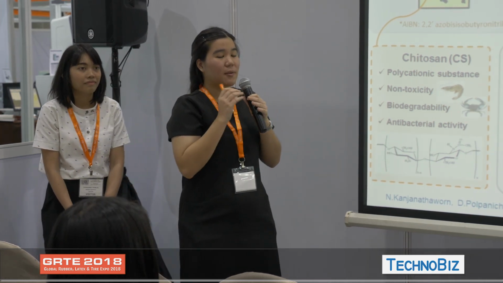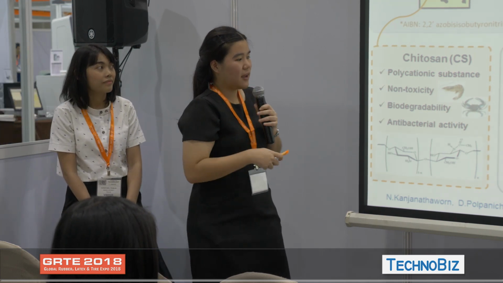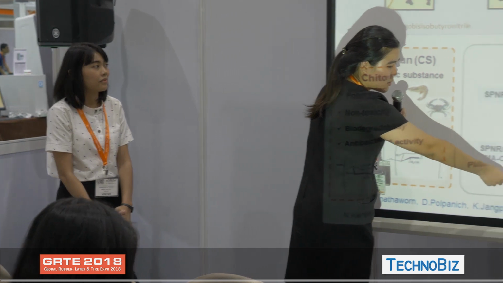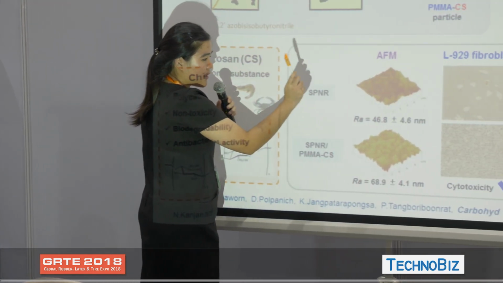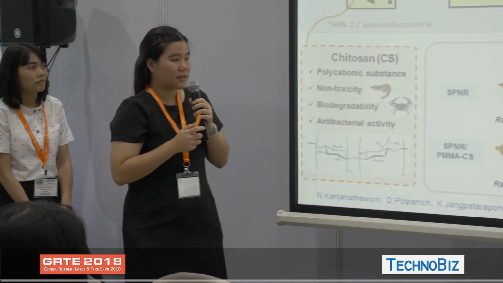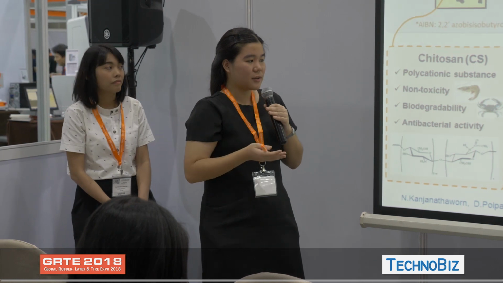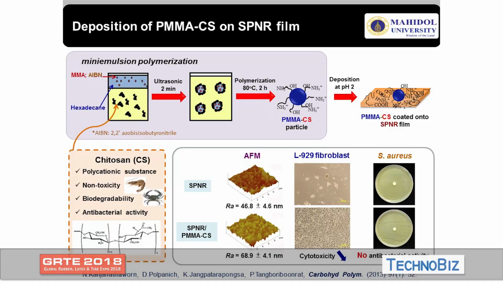After coating PMA chitosan particles onto the SPNR film, the surface roughness here was increased because of these particles. Moreover, the cytotoxicity after coating with PMA chitosan particles was also reduced. This is because the direct contact between our skin and the rubber sheet was avoided. However, the clear zone, which indicates the antibacterial activity, was still not observed.